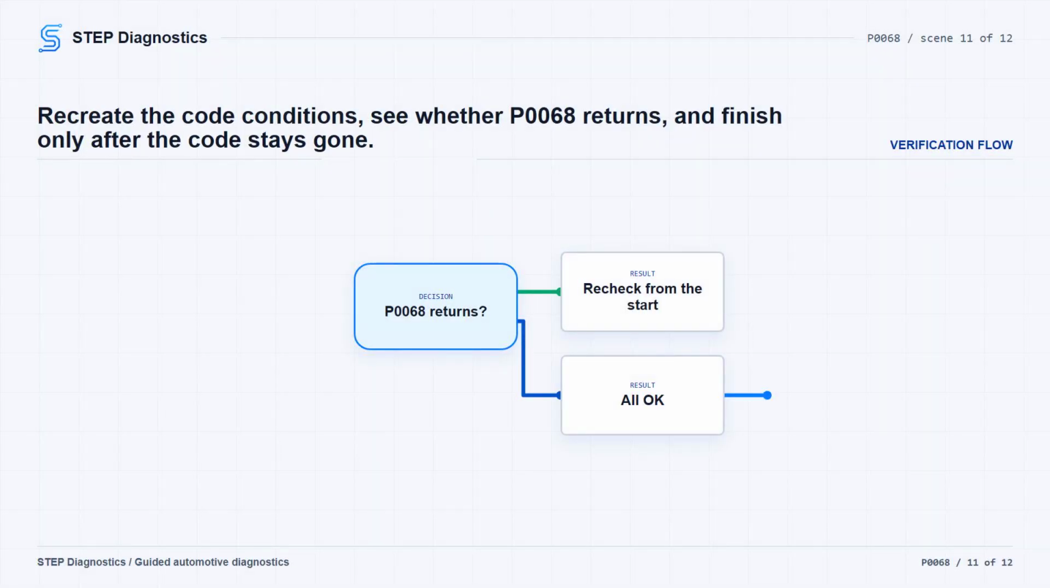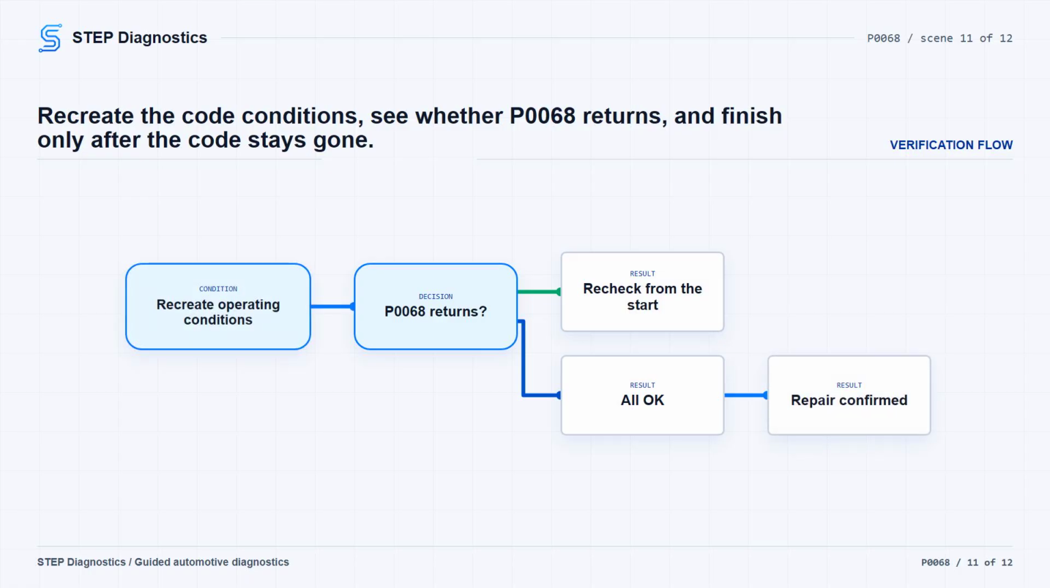After the category-specific checks pass, reproduce the operating conditions for the DTC. You can also drive or operate the vehicle under the captured conditions from the stored failure data. Then verify that P0068 does not set. If it does set again, go back to the start of the diagnostic path and recheck the earlier results rather than guessing. If it does not set, the result is all okay. After any repair, verify the repair and confirm the code stays gone.